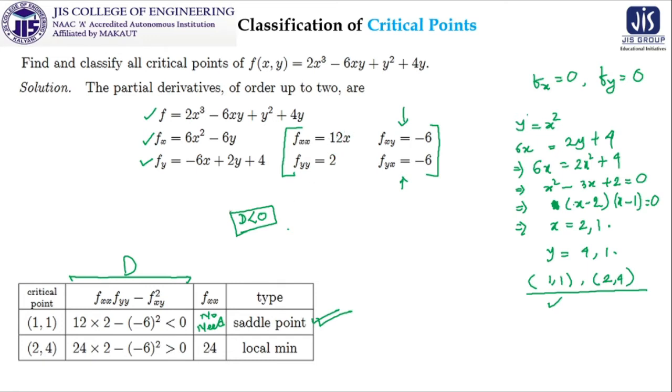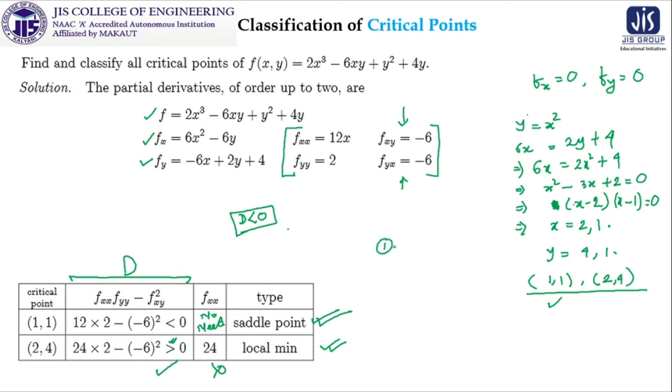But for the next case, when we take (2, 4), after putting the values, that is 24 into 2 minus 6 whole square, we get this is greater than 0. This is our first and foremost observation. Then only we think about fxx, and putting x equal to 2, we get 24. That means it is greater than 0, so it will be local minima. So at (2, 4) we get local minima, and at (1, 1) it is a saddle point.